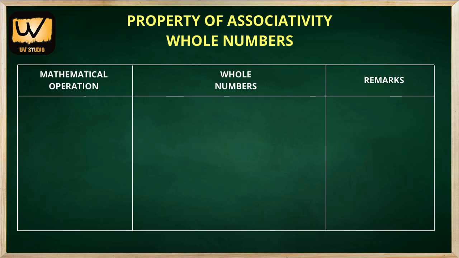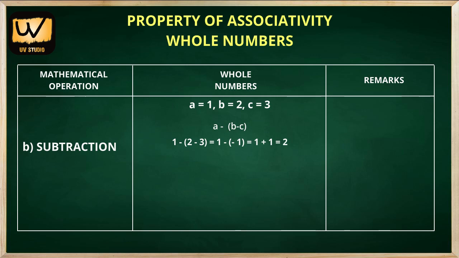The second mathematical operation, that is subtraction, and the values of A are 1, B 2 and C 3. Let us take the left hand side for subtraction. It will be 1 minus into brackets 2 minus 3. What will that be equal to? 1 as it is minus, how much is the subtraction in the bracket? Minus 1, and in the next step you can see it becomes 1 minus into minus 1, that is 1 plus 1, which gives you 2.